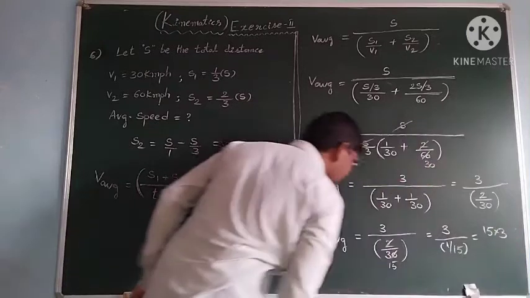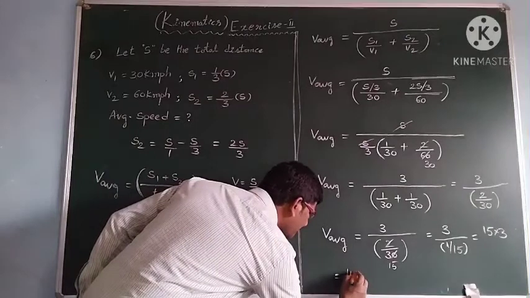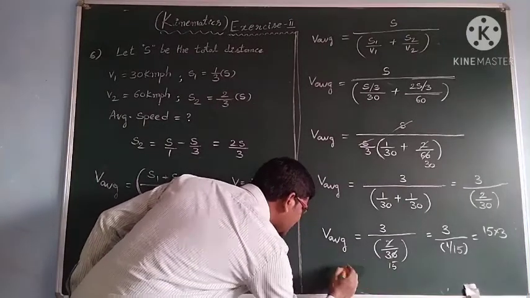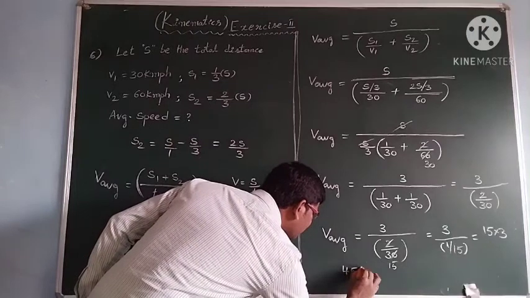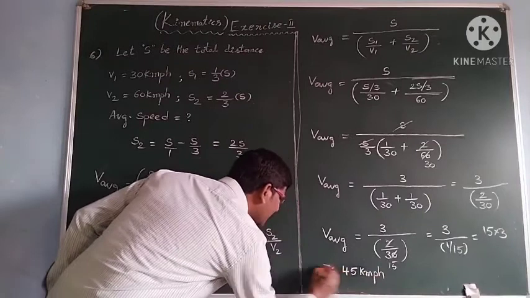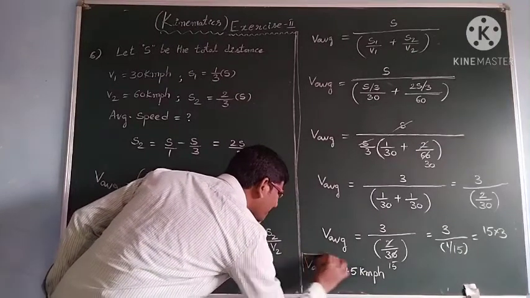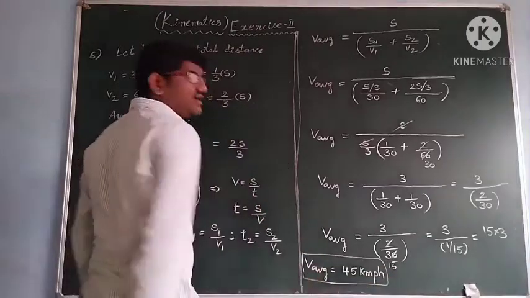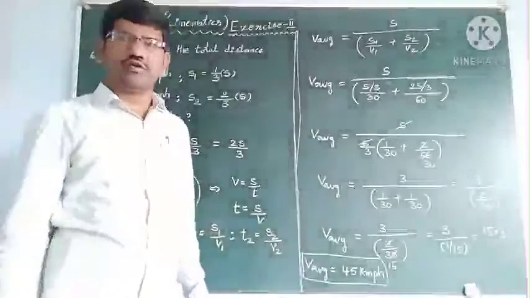15 into 3, 45 km/h. So 15 into 3, the value is 45 km/h, which is the average speed. This is called V average. So average speed is equal to 45 km/h.